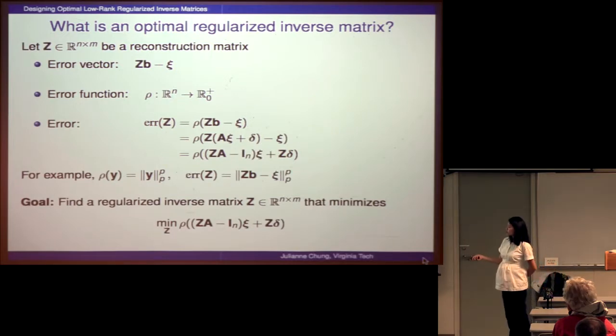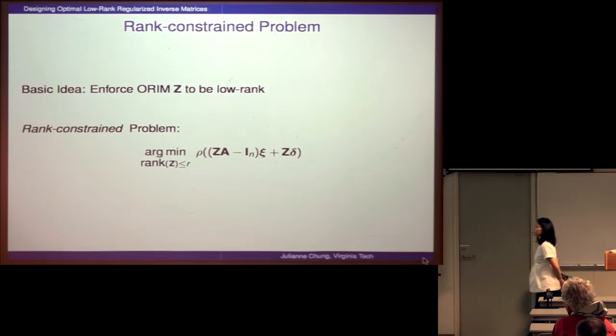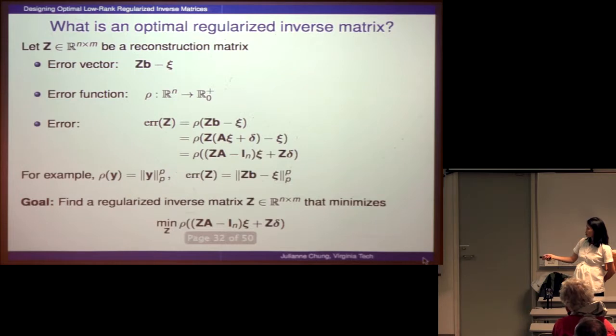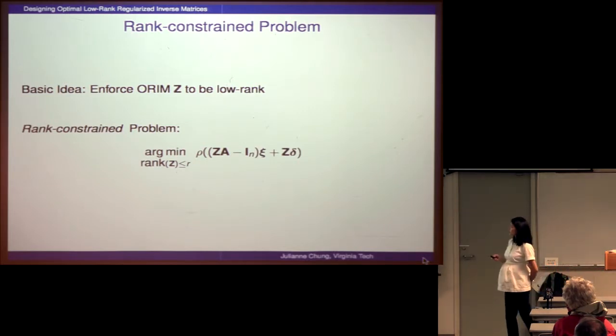So what we did was we said, okay, let's assume Z is low rank. We're going to force our matrix Z, which we call the optimal regularized inverse matrix, ORIM, to be low rank. So rather than minimizing this problem over all possible Z's, I restrict the rank to be less than or equal to r. This is the problem that we're interested in solving.